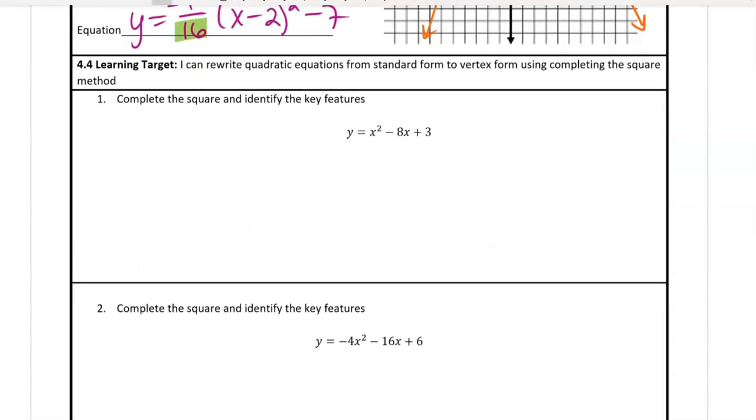Next it says complete the square and identify the key features. All right, so when we complete the square, we need to look at the a value. Here our a value is 1, our b is -8, and our c is 3. Knowing that the c is 3, we already know that our y-intercept is 0, 3. The other key feature we need is the vertex, which again is h, k.